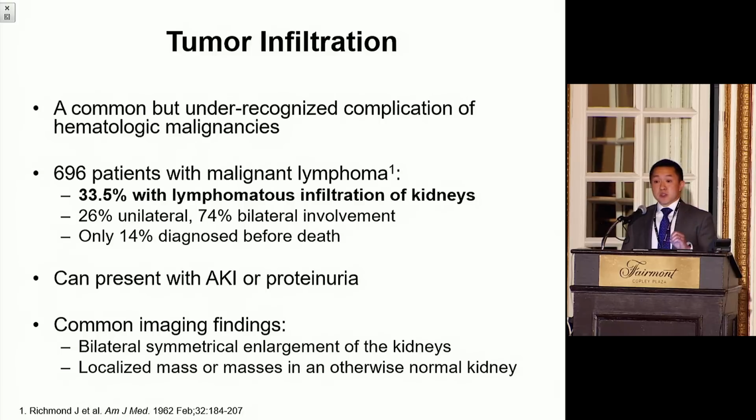Tumor infiltration can present relatively nonspecifically with AKI, sometimes with just a little bit of proteinuria. And some patients will present with imaging findings that show enlargement of the kidneys, or sometimes they just have normal-looking kidneys, but a discrete mass within the kidney, which might look like a renal cell carcinoma.